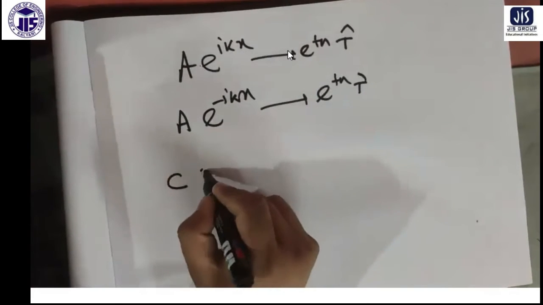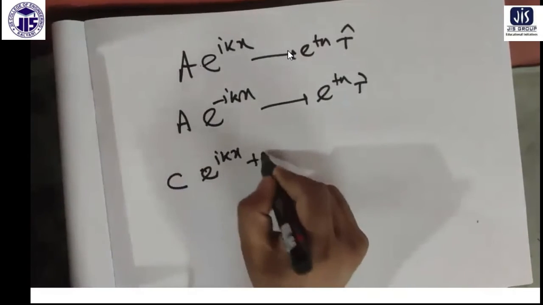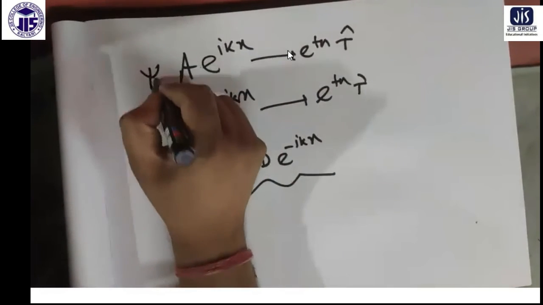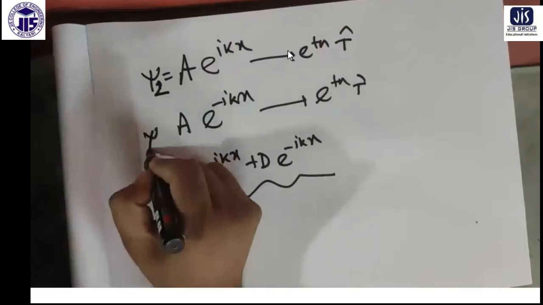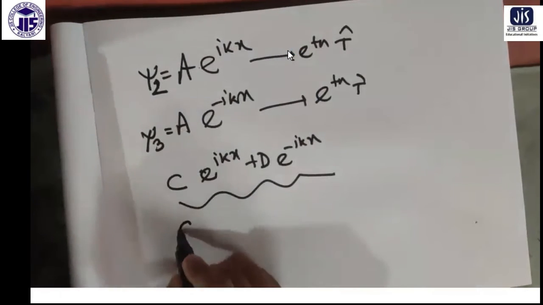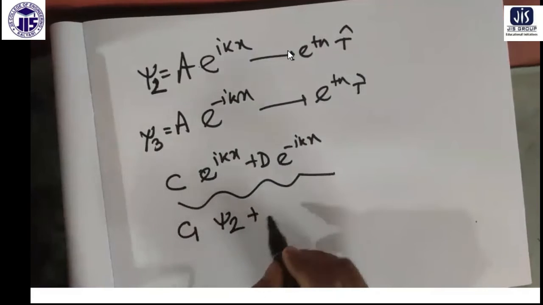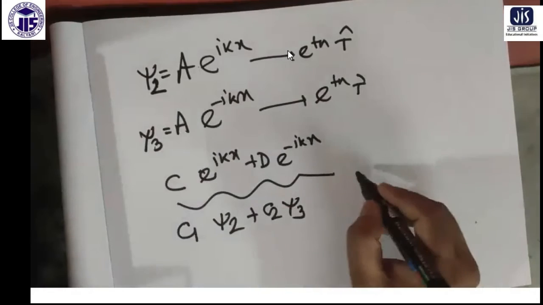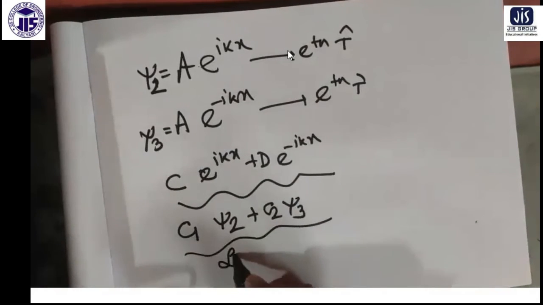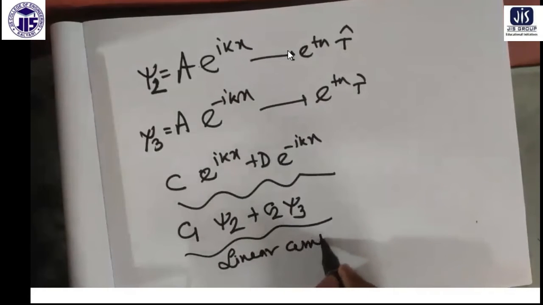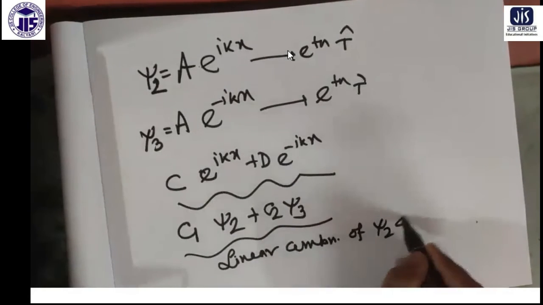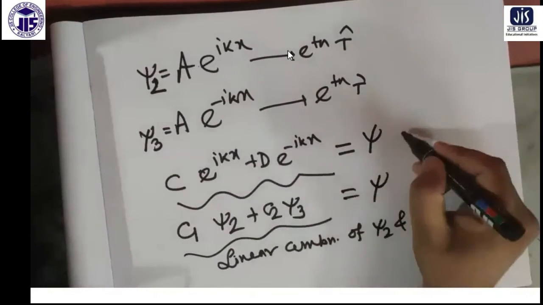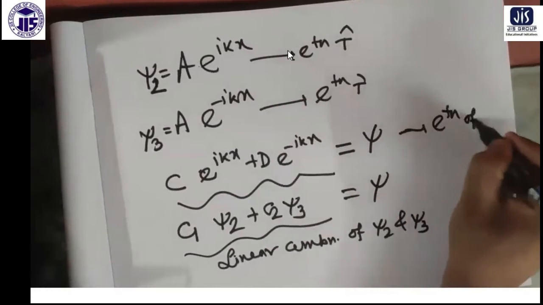Now if you take a linear combination of these two, c e to the power ikx plus d e to the power minus ikx, this is a linear combination of these two. Suppose this is psi 1 and suppose this is psi 2, this is psi 3 according to my description. So this will be like c1 psi 2 plus c2 psi 3, because these coefficients will give a new constant. So this is called a linear combination of the initial functions, a linear combination of psi 2 and psi 3. You see this linear combination, which is called psi here, is also becoming an eigenfunction of the kinetic energy operator.